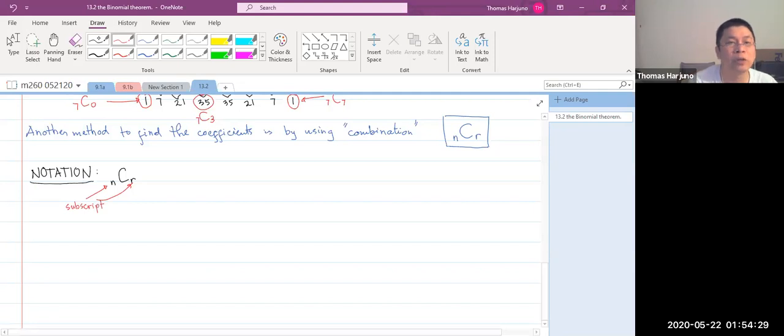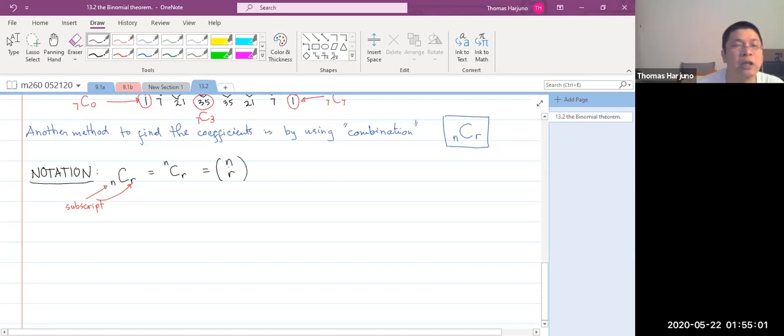Now, this notation is a newer notation. In Asian countries, they use this notation, NCR. At least when I learned it in Indonesia, I learned it using this notation. Even though my professor and my teacher also say that even in older times they used this notation.